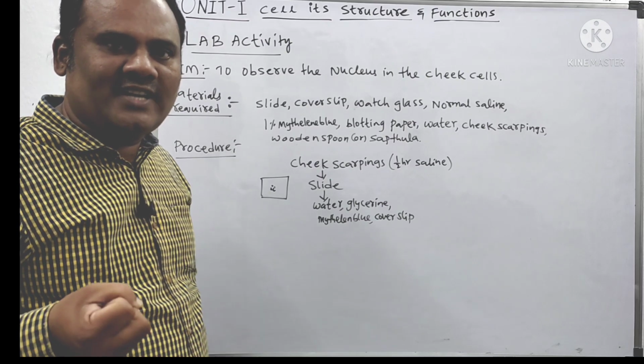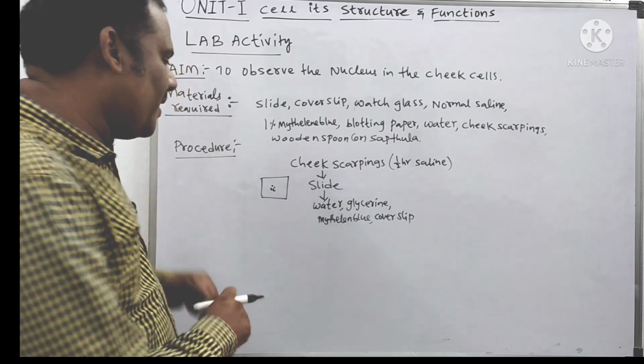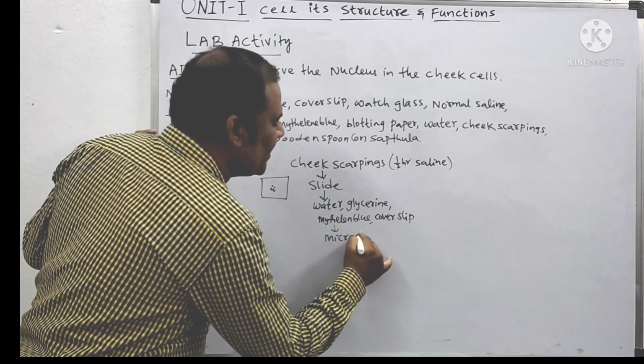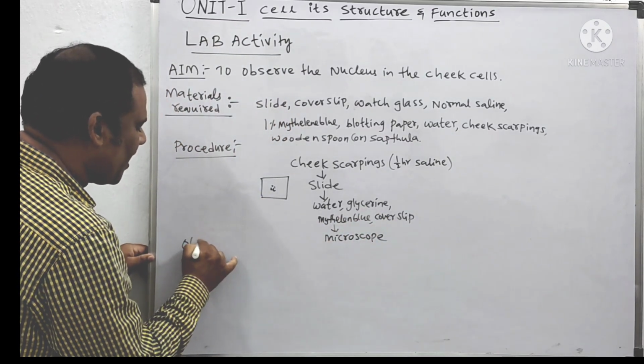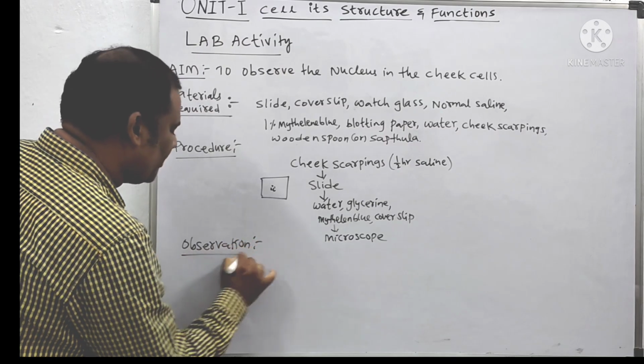The extra stain should be drained out with the help of blotting paper, and then you can see it under the microscope. Then you have to write your observation. In the observation, what will you see?